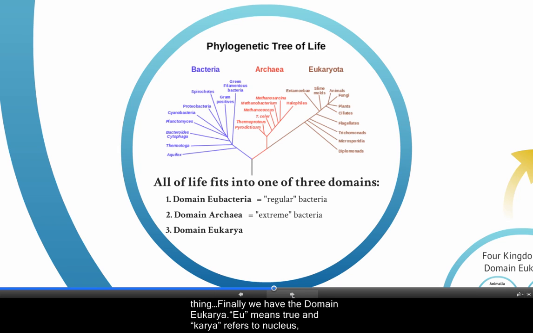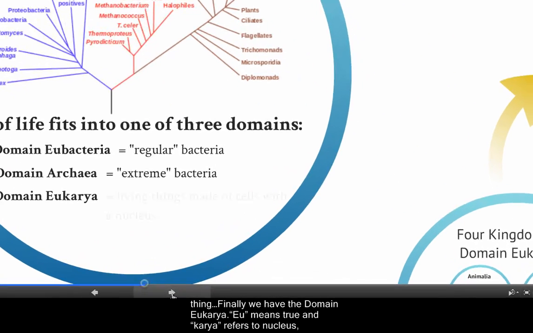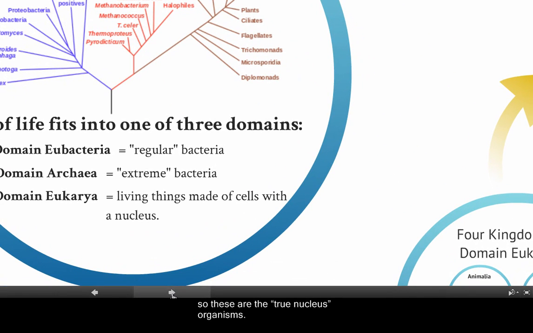Finally, we have the domain eukarya, and eu means true, and karya refers to nucleus. So these are the true nucleus organisms. Technically, these are any living thing made of cells with a nucleus. And everything you think about that's not bacteria, from redwood trees to owls, to grass, all of those things are going to be in the domain eukarya. So it's a very big group, but what they have in common is the nucleus, and we'll explain more about what that is a little later in the semester.